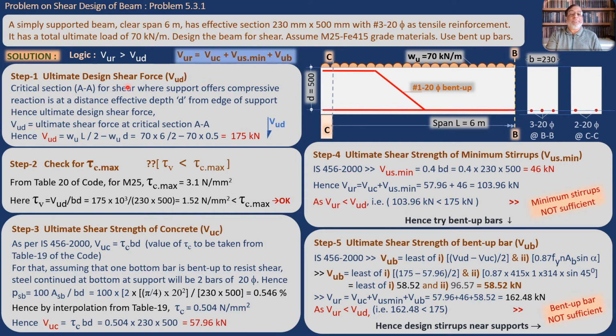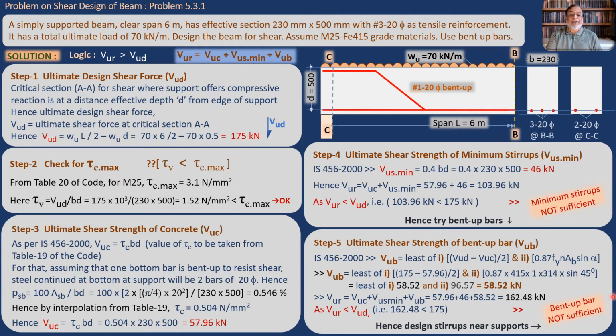In that case, we have to give a rethought to the same three sources here. We cannot do anything to this VUC. We cannot increase VUC in any way. We cannot increase VUB also in any way. We can only make a change in VUS minimum or VUS. We have taken minimum stirrups here. We were assuming that our beam will be happy with minimum stirrups.